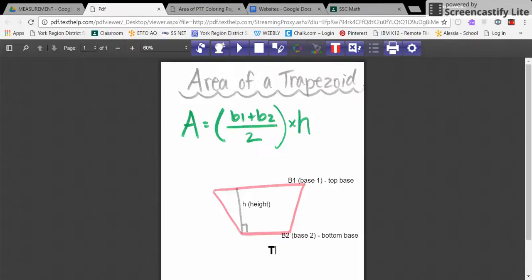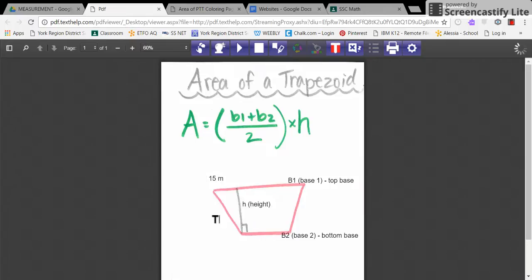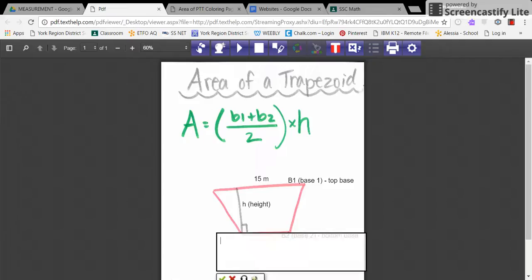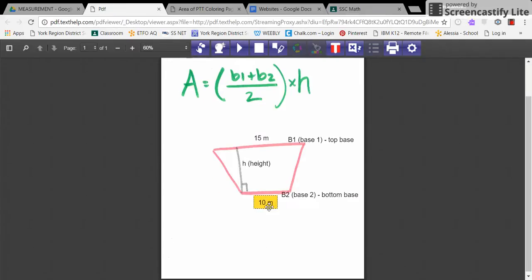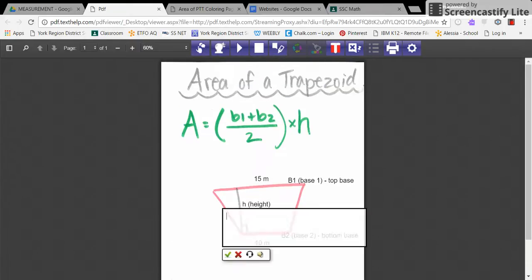So now that we understand what each part of the formula is, we're going to put some numbers in there so that we can work through an example. So base 1, let's give that a measurement of 15 meters for today's purposes. So base 1 is going to be 15 meters. Base 2, let's give 10 meters for today's purposes. Let's give our height 8 meters.